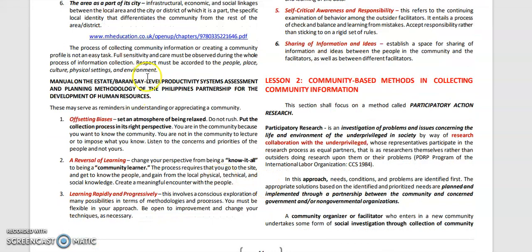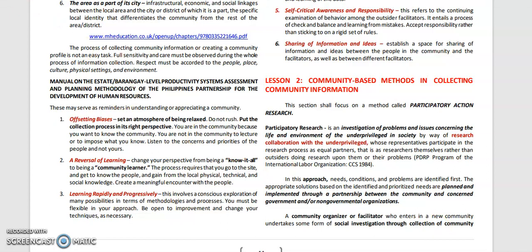The process of collecting community information or creating a community profile is not an easy task, so hindi siya madali. Full sensitivity and care must be observed during the whole process of information collection. So, kailangan nandoon yung sensitivity natin sa pag-collect natin ng mga information. And respect must be accorded to the people, place, culture, physical settings, and environment. So, it should be always applied in the place, people, culture, or sa kanilang physical settings at environment.